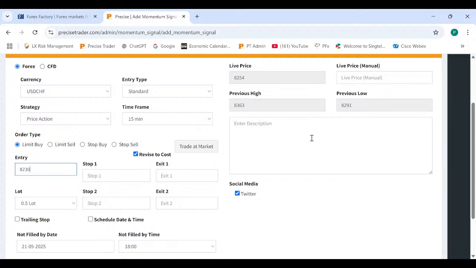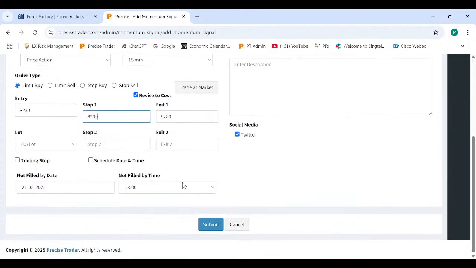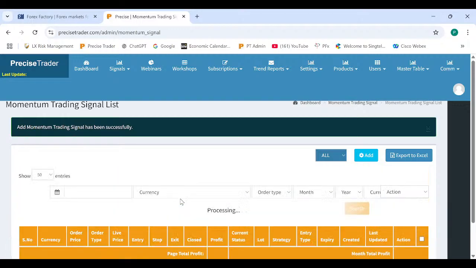82.30, stop 82.80. Okay, half lot. This is until the end of this time belt, or roughly 1 hour, plus or minus.